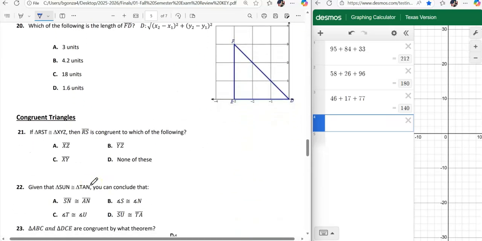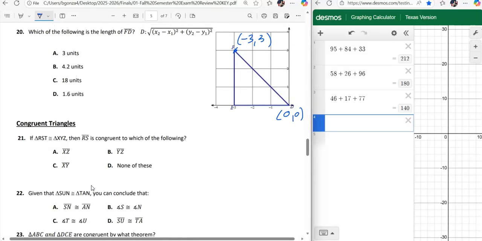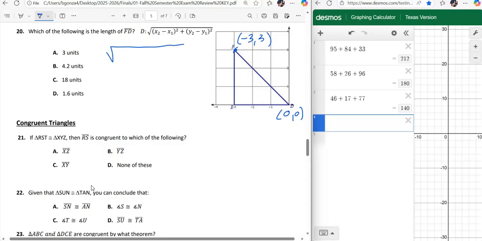Okay, which of the following is the length of F and D? F to D. So F is -3, +3. D is 0, 0. So if I'm using the distance formula, it's going to be square root x2 minus x1, right? So 0 minus -3 squared plus, and the y2 minus y1, 0 minus 3 squared. Okay, you can type all that in one step.